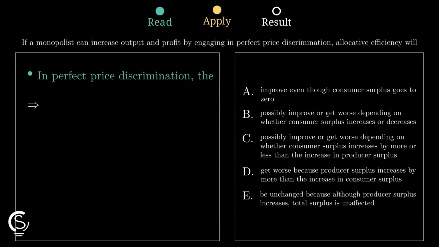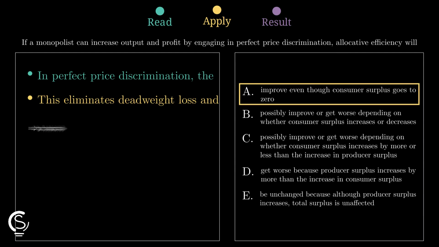Total surplus is maximized because every mutually beneficial trade in the market occurs. While consumer surplus is transferred entirely to the producer, allocative efficiency actually improves. That makes option A our final winner for this tricky economics question.